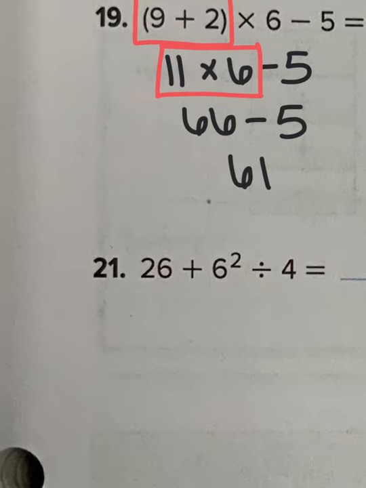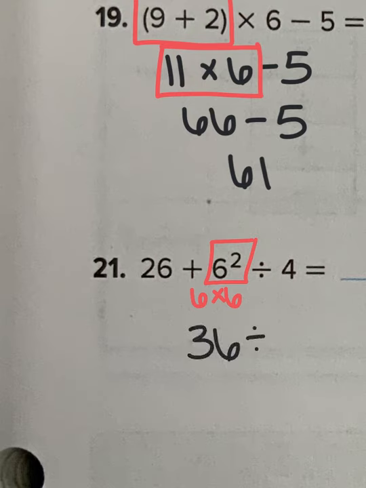Now on to problem 21. We'll get our steps. I'm not seeing any parentheses, so we'll skip that step. Next step would be exponents, and I do see some exponents. We have 6 to the second power, which is just like 6 times 6. That'll give us 36. I'll bring down the rest of my expression.